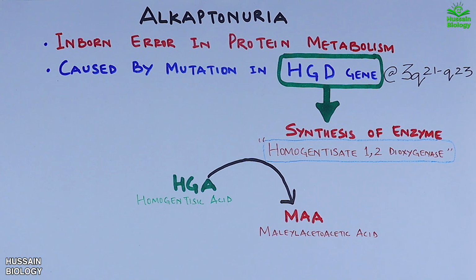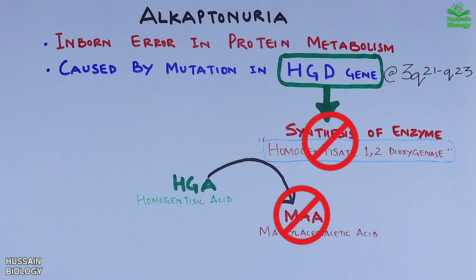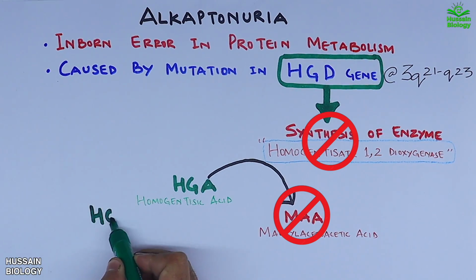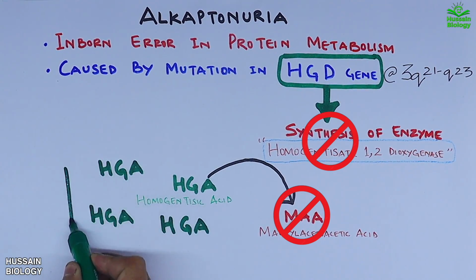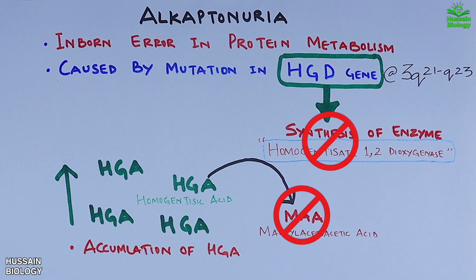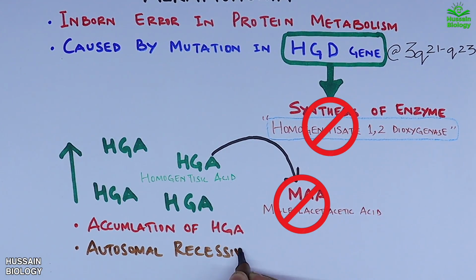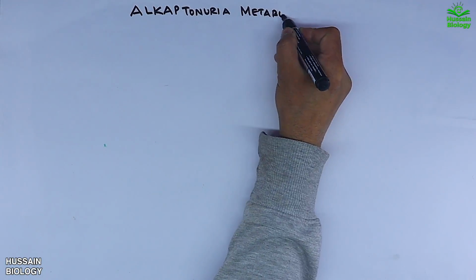But when we have the mutation in HGD gene, we are not making this enzyme, and homogentisic acid is not getting converted into maleylacetoacetic acid. That ultimately leads to accumulation of HGA within the body, which proves to be fatal in many ways, which we are going to see later on in this video. We also see this condition shows autosomal recessive pattern. Now let's see the alkaptonuria metabolic pathway.